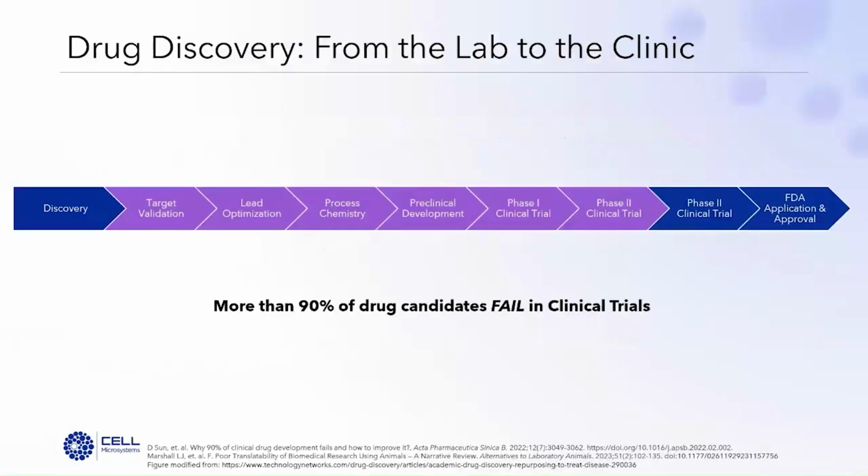This is the canonical pathway to drug approval. Each step of this drug development process has been rigorously optimized and validated for decades, yet somehow the overall success rate is still less than 10% for a drug to be FDA approved.